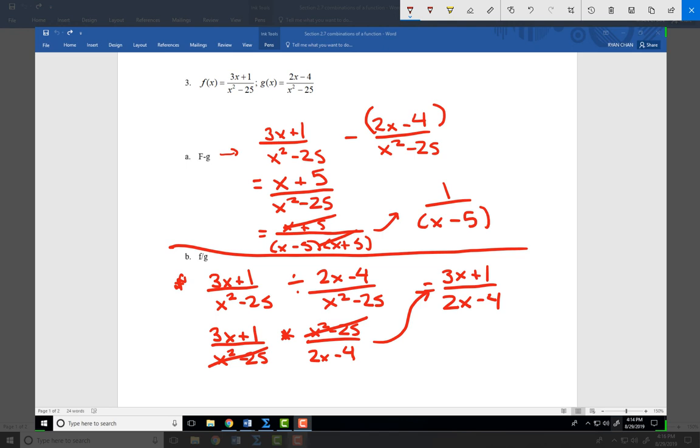Okay. So as you can see, combinations of functions isn't that difficult. I would say the concept itself isn't difficult. You're just being asked to add, subtract, multiply, divide. The thing that will trip people up is that you need to remember certain basics, right? How do you add, subtract, multiply, divide fractions? How do you add, subtract, multiply, divide polynomials with each other? And also how do you add, subtract, multiply, divide radicals, okay? So you want to make sure you remember how to do that.